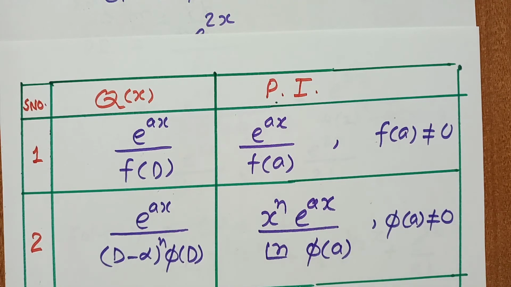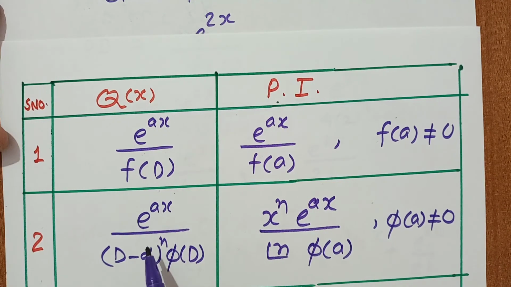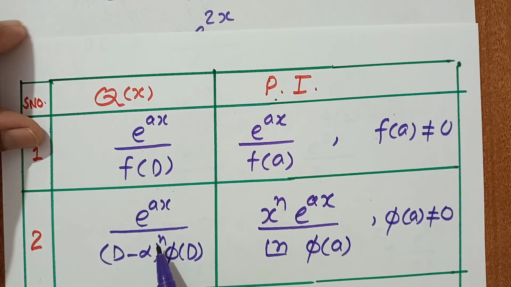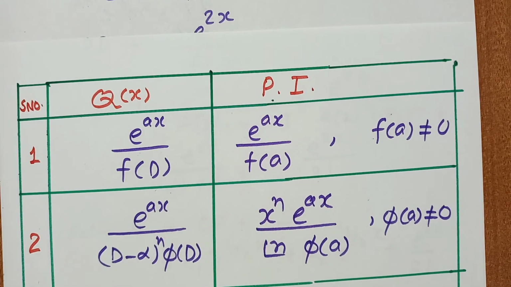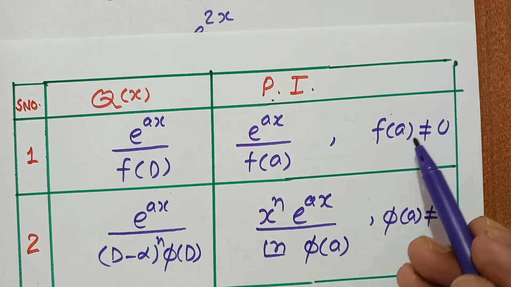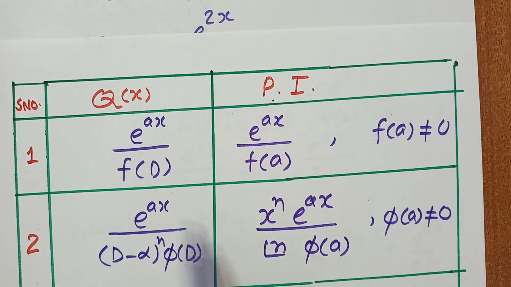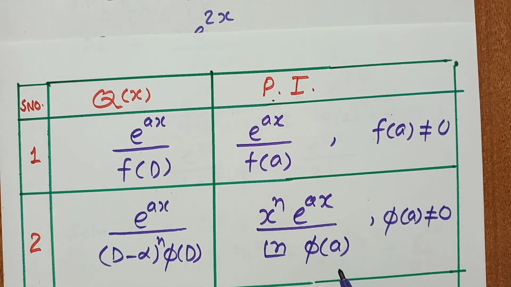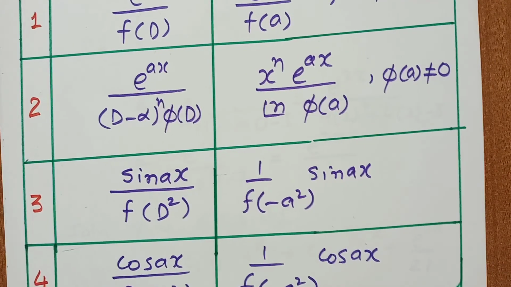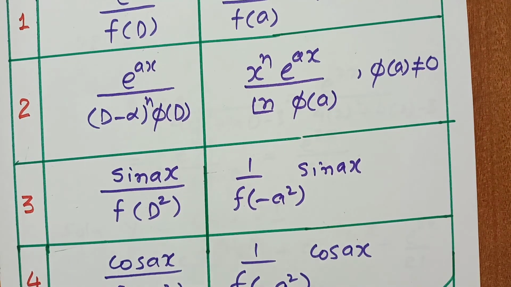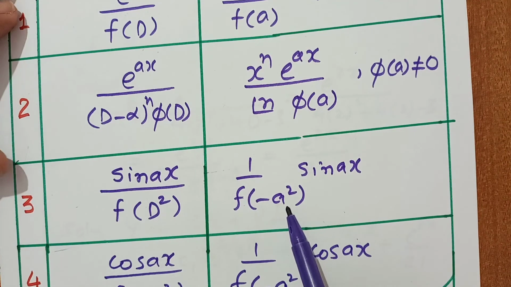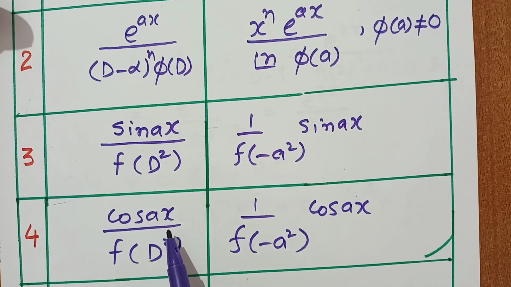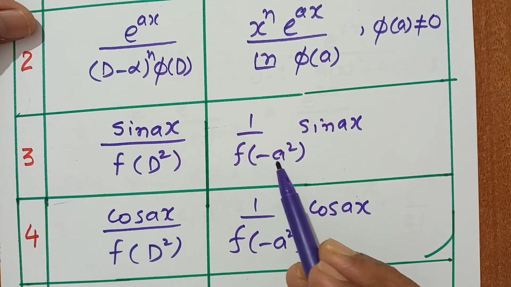So in general, e to the power ax upon f(D), this is the formula when f(a) is not equal to 0. So here in this case, x to the power n upon factorial n, e to the power ax upon f(a). Now when the right hand side is sine ax, that is sine ax upon f(D squared), you put D squared equal to minus a squared. Similarly, when cos ax upon f(D squared), you put D squared equal to minus a squared.